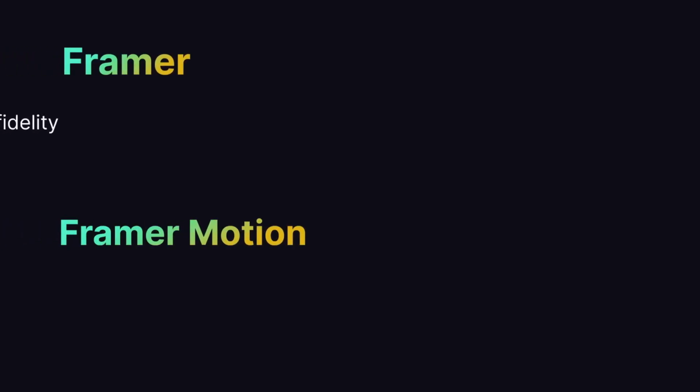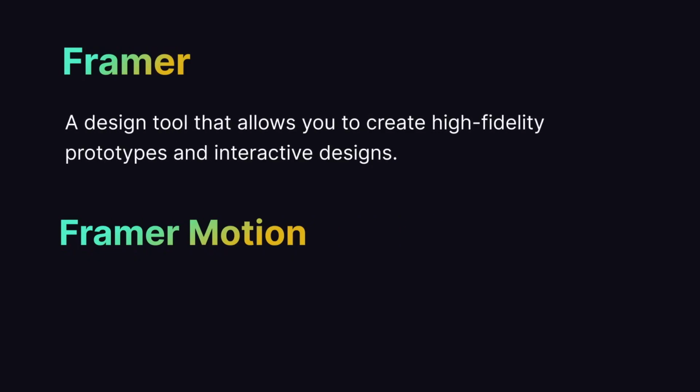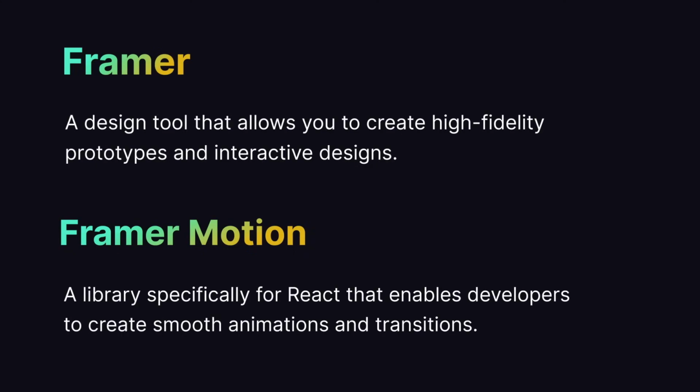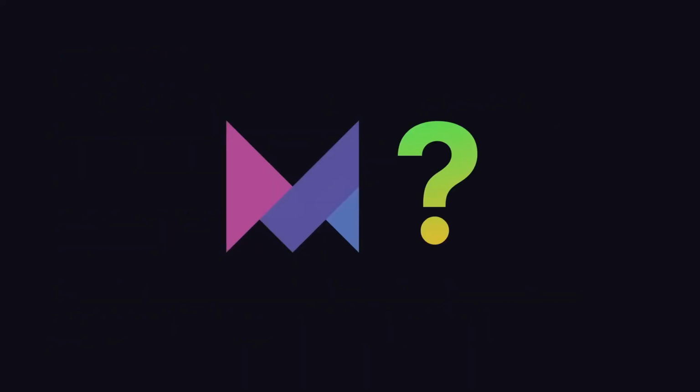Now let's talk about the difference between Framer and Framer Motion. Framer is a design tool that allows you to create high fidelity prototypes and interactive designs. On the other hand, Framer Motion is a library specifically for React.js that enables developers to create smooth animations and transitions. Now the big question is, why should I even care about learning Framer Motion? If I can do my transitions and animations in CSS, why should I even bother learning Framer Motion?